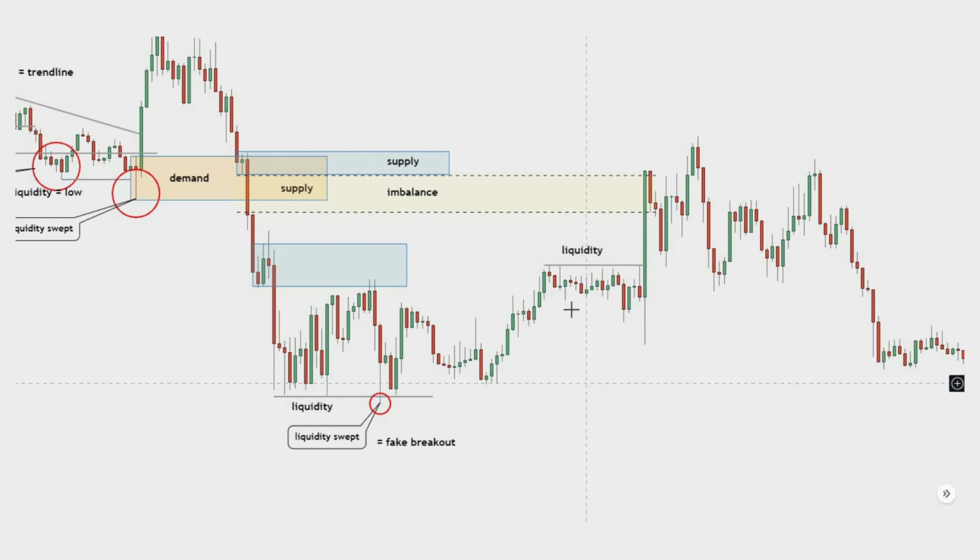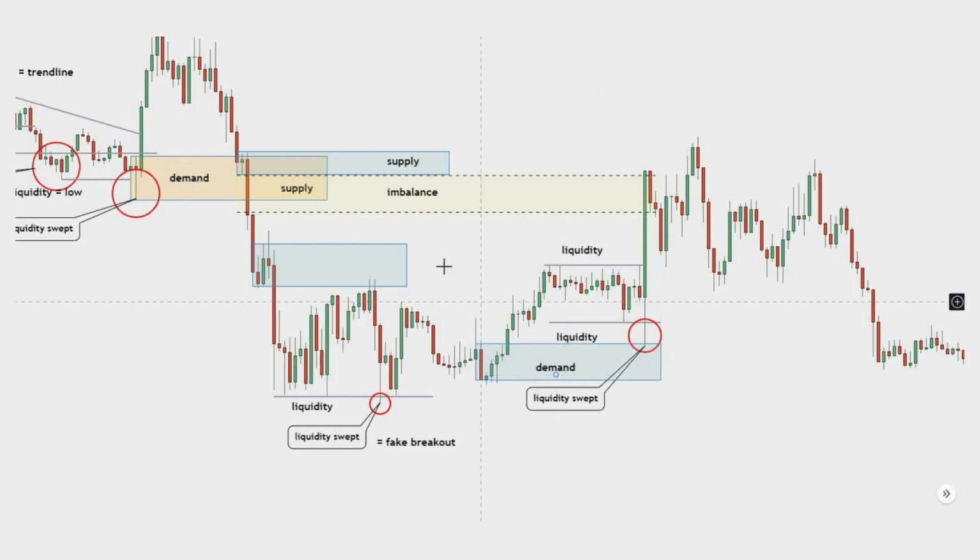Before the price touched the potential entry level, it created a consolidation, a liquidity on both sides, and there we have a liquidity swept below, and price bounced sharply right after that. As we can see, the wick low correlates with the demand.